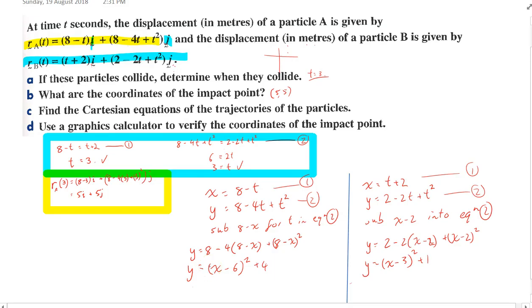Okay, and then use a graphics calculator to verify the coordinates of the impact point. You guys can do that, so I'm not going to muck around with it. Shove that into your graphics calculator, shove that into your graphics calculator, and see where they meet. I would bet a lot of money that they will meet at 5, 5. All right, that's it.